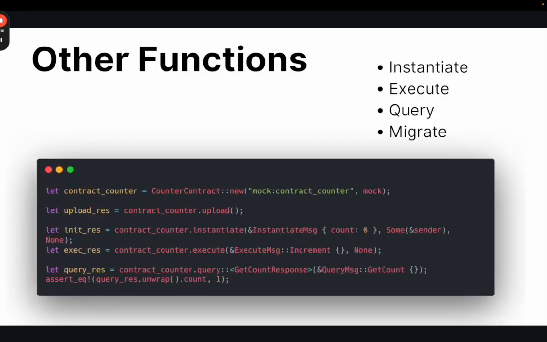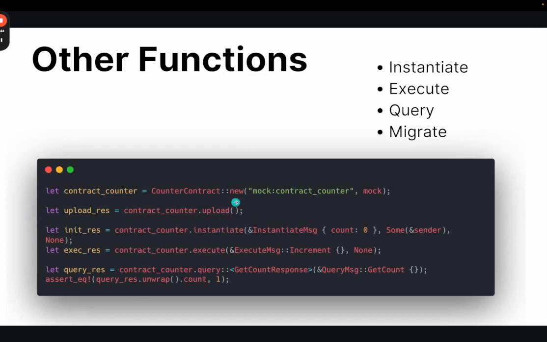So now I just want to show the usage of the entry points when you're using CW-Orchestrator, and I'll reiterate that these same methods are used across any environment. So when you're writing your unit tests or your live deployment scripts, you can just call upload and instantiate, and it'll work just the same.